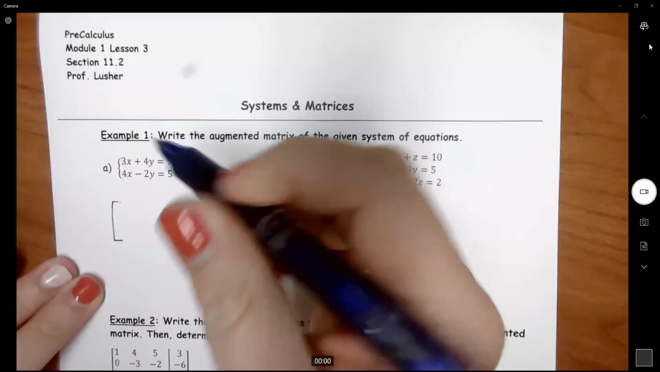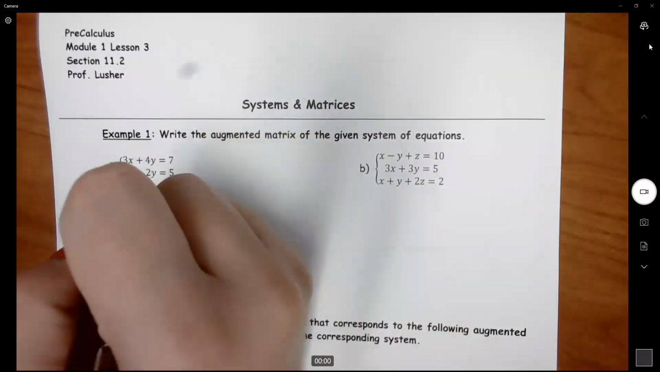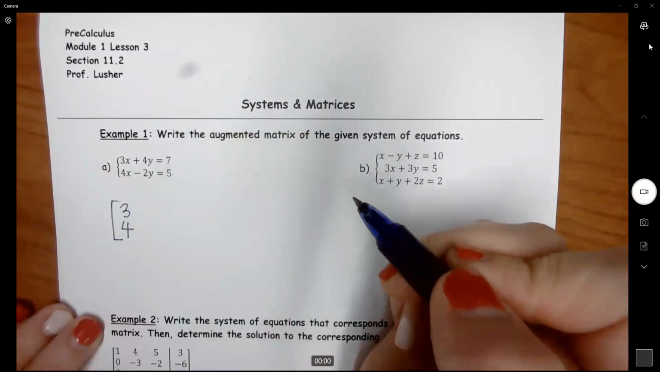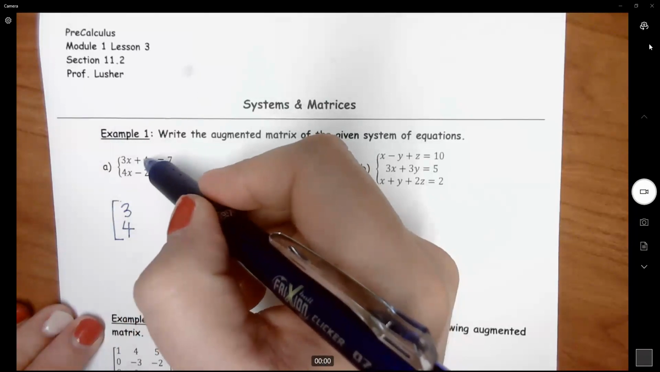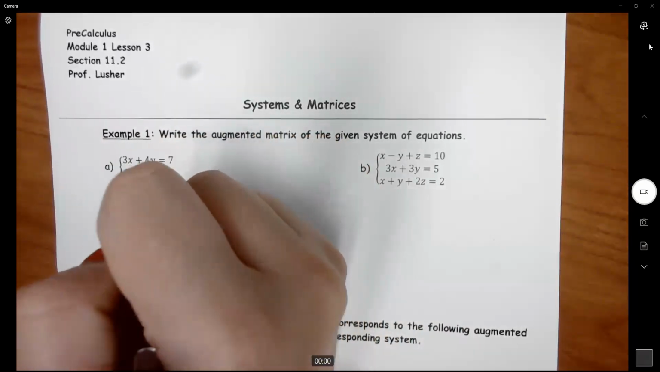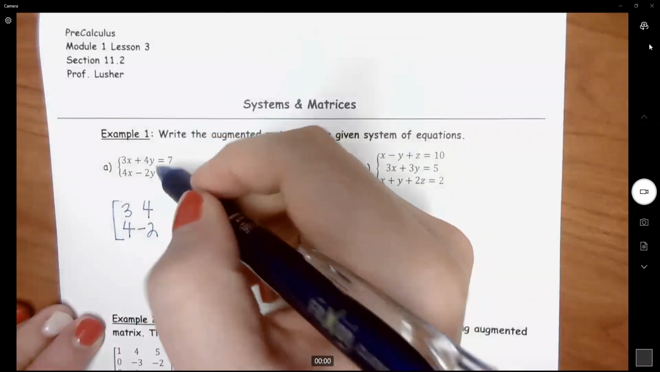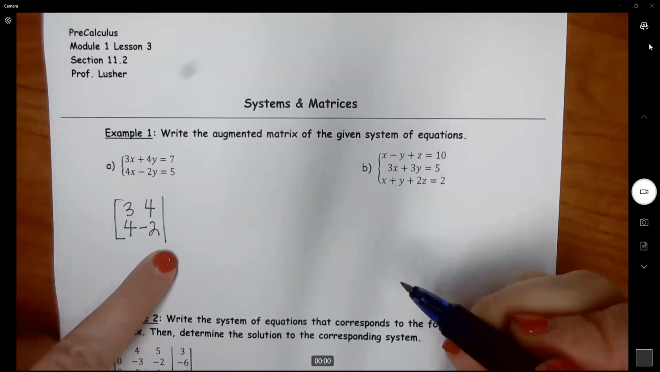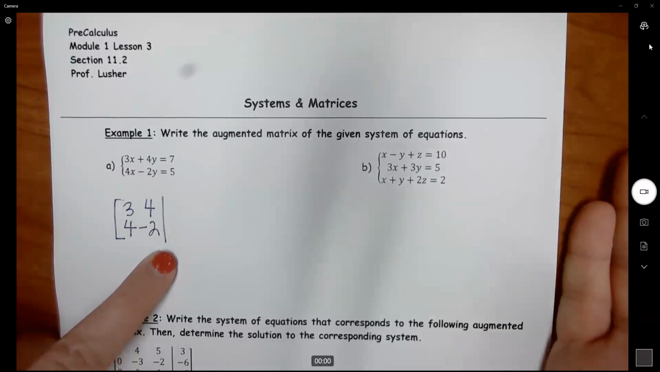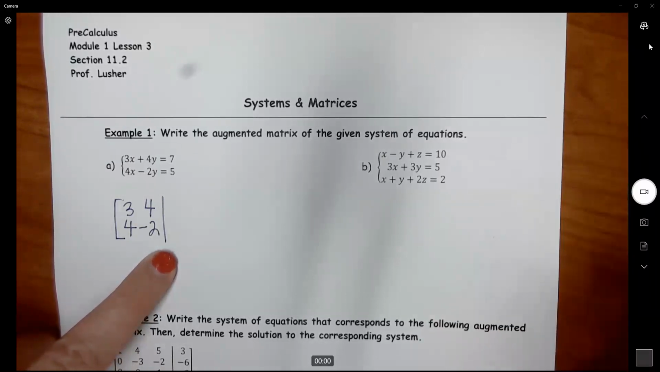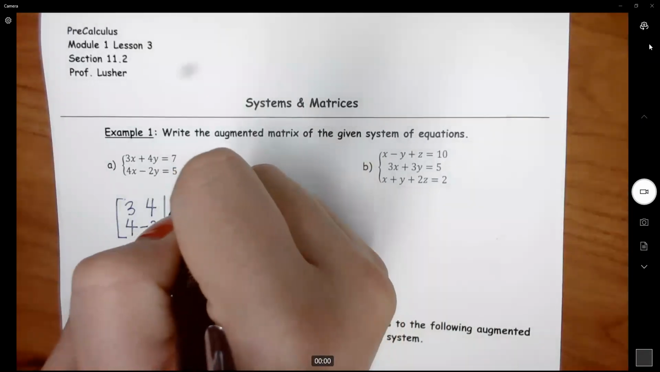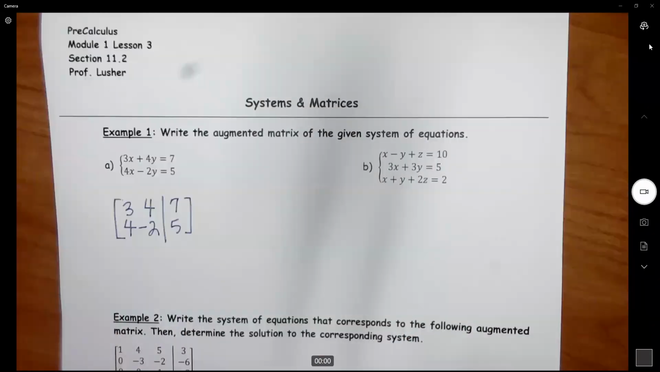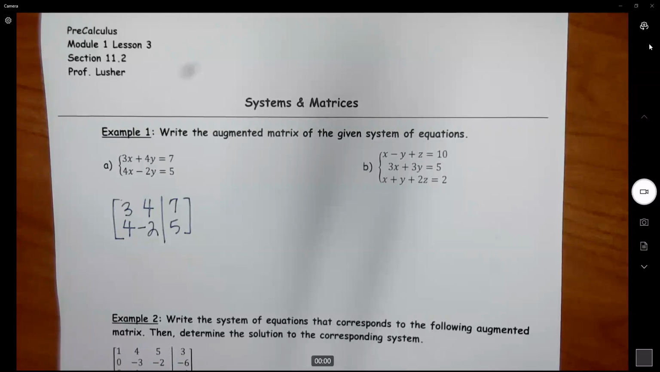So in this first one here, my X coefficients are 3 and 4. My Y coefficients are 4 and -2. For this equal sign, I'm going to put a bar. A lot of times you'll see this, but you won't always see it with a bar here. But if you do see that bar, that is the equal sign. And then we have 7 and 5 right here. And so that is my augmented matrix. Literally just taking the coefficients and writing them together.